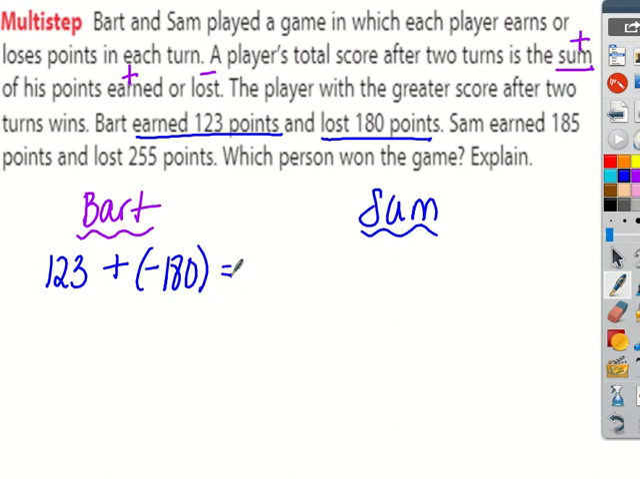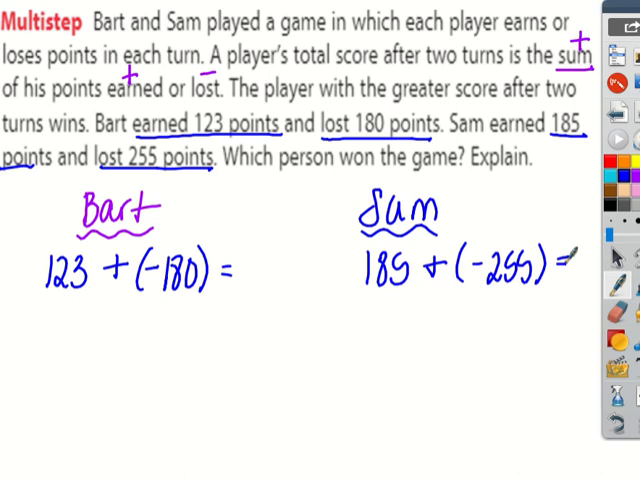Take a look at Sam. Sam earned, so earned is a positive. We are adding the two terms. And lost, so we have earned 185 and lost 255. So the loss is a 255. Right? So we have our math problems. Now look, we are adding integers with different signs. One's a positive and one's a negative.